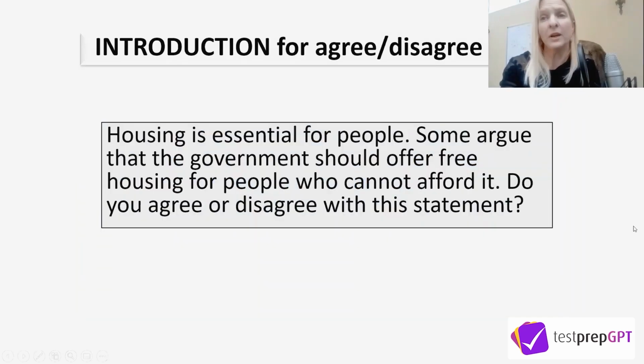Okay, let's move on now to a different type of essay, which is the agree-disagree essay. Here is the topic. Housing is essential for people. Some argue that the government should offer free housing for people who cannot afford it. Do you agree or disagree with this statement? Okay, so we know that the topic is housing. We know that the discussion is whether the government should offer free housing or not for people who cannot pay for housing. And you have to agree or disagree with the statement.